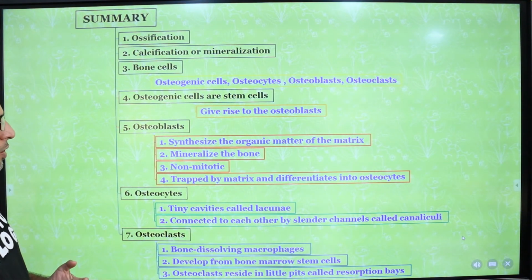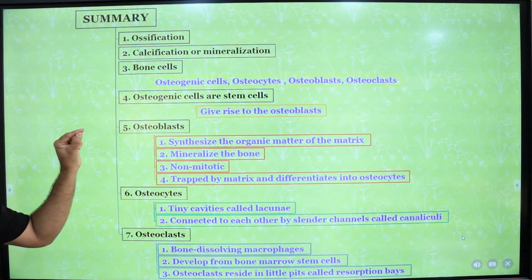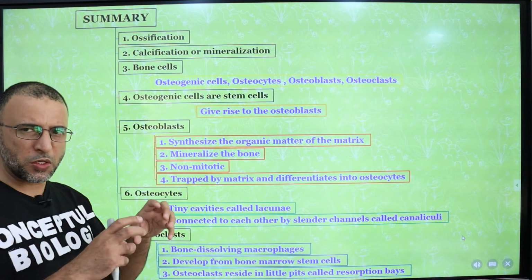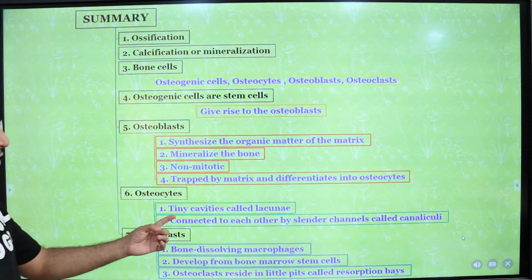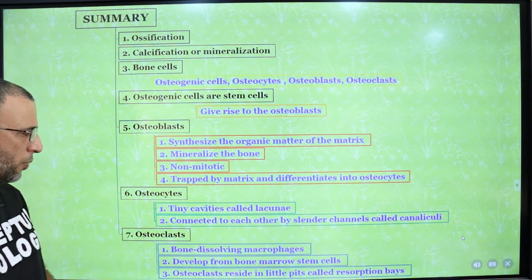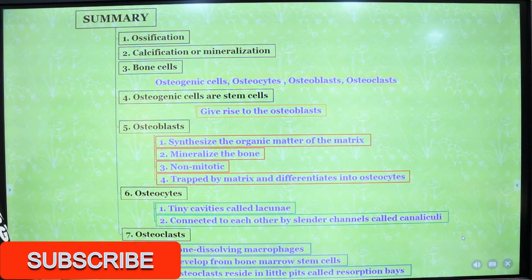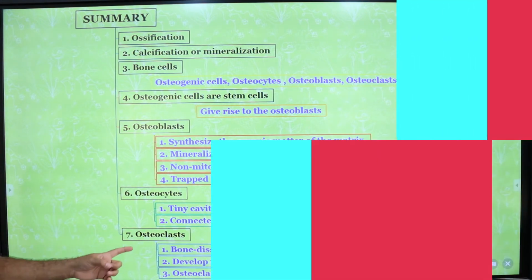Osteoblasts are bone forming cells, produced by mitosis from osteogenic cells, and they are responsible for synthesizing the organic matter of the matrix. They are also responsible for mineralizing the bone. Osteoblasts cannot divide further by mitosis. So these osteoblasts are trapped in bone matrix and differentiate into osteocytes. They are present in small cavities called lacunae. Lacunae are interconnected through slender channels called canaliculi, where the neighboring osteocytes are connected through gap junctions.